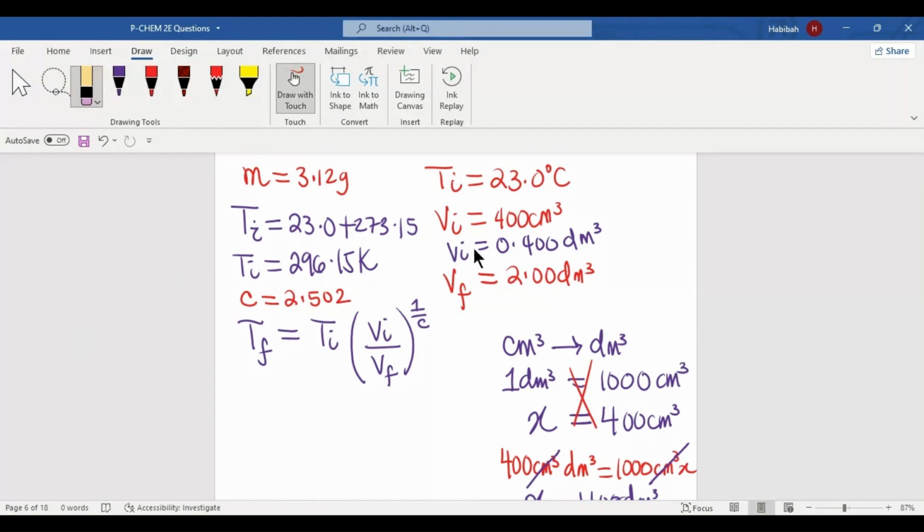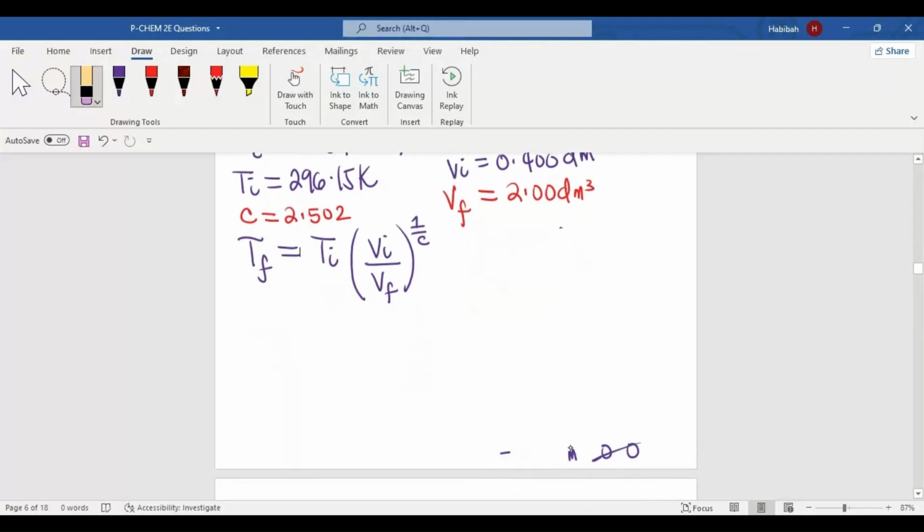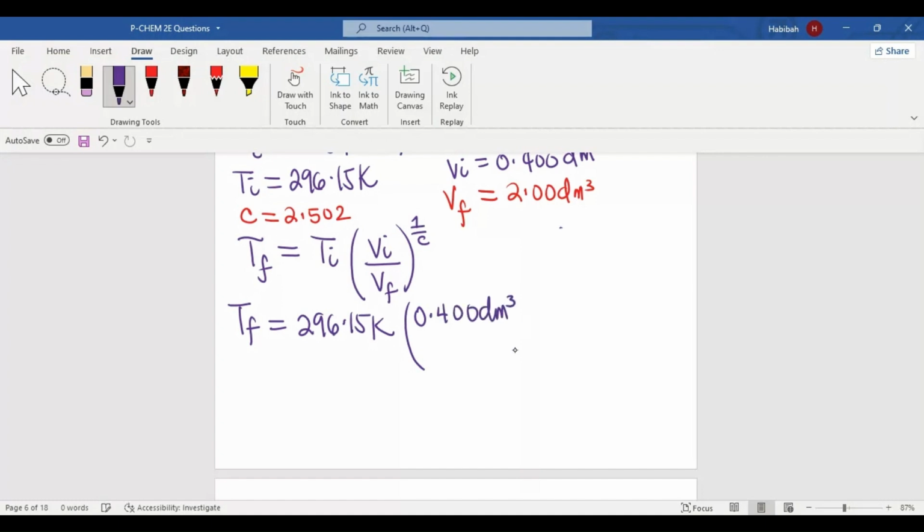So yeah, that's basically it. Now we're ready to substitute and continue with our calculation. So I'm trying to erase this. I don't know what's up with the eraser today. Okay, so yeah, it's working now. So inputting our information, we have T final is now going to be T initial. We know that to be 296.15 kelvins. The V initial is 0.400 decimeter cube. The V final is 2.00 decimeter cubed. We have 1 divided by the C value to be, the C value is 2.502. Yeah, that's basically it.